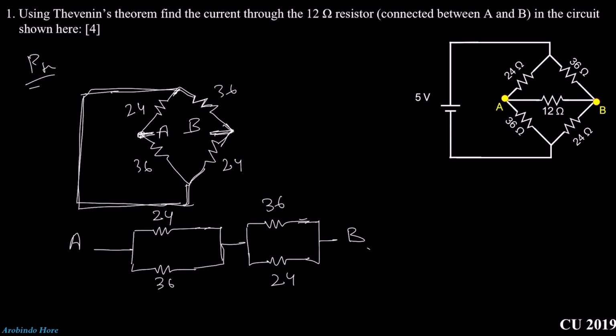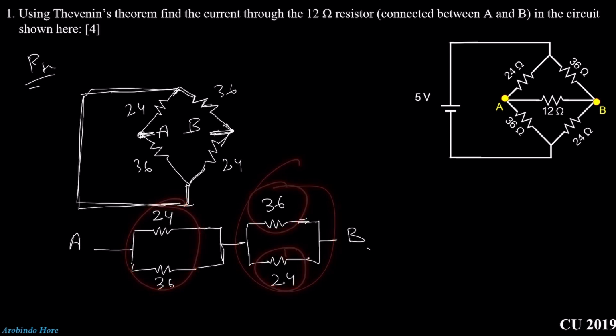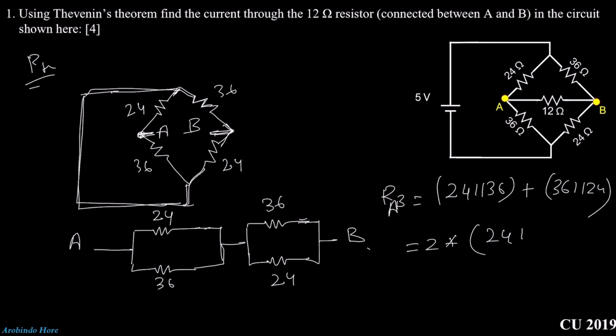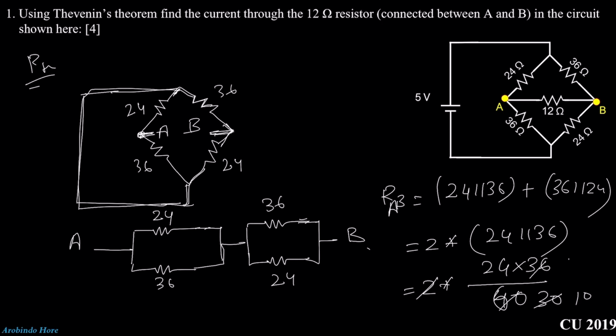Right? As here you can see 24 and 36 are in parallel and 36 and 24 are in parallel. These two combinations are in series. So we can write down RAB equal to 24 parallel 36 plus 36 parallel 24. Right? That means we can write down 2 multiplied by 24 parallel 36 equal to 2 multiplied by 24 into 36 divided by 60. It will be 30 and then 10, 12. That means equal to 28.8 ohm.